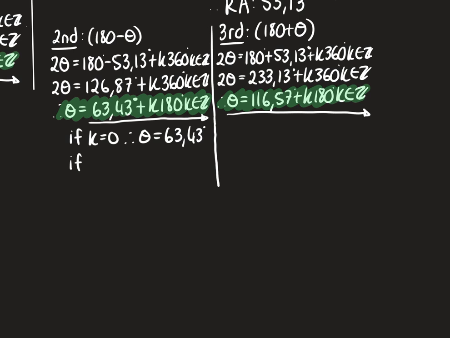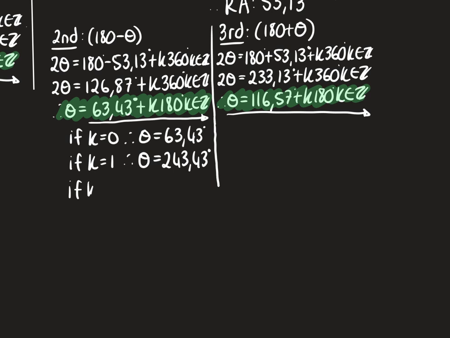We would then go one further and say if K equals 1, therefore theta is going to equal 63.43 plus 1 times 180, which is 180. And that gives me 243.43. Now, does 243.43 degrees lie between my 0 to 360 domain given? Yes, it does. Therefore, it's a solution.